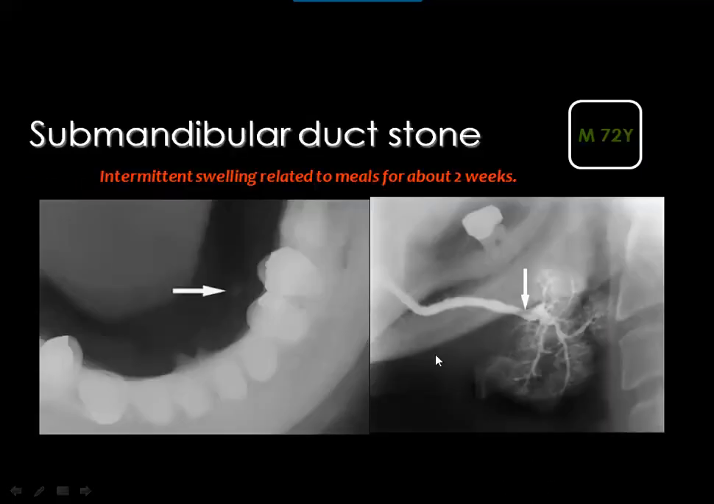appearance. This is the main submandibular duct, and near its distal branch you can see a filling defect, which corresponds to a stone that was detected in the plain X-ray of the submandibular region, which used to be called the occlusal open mouth view.